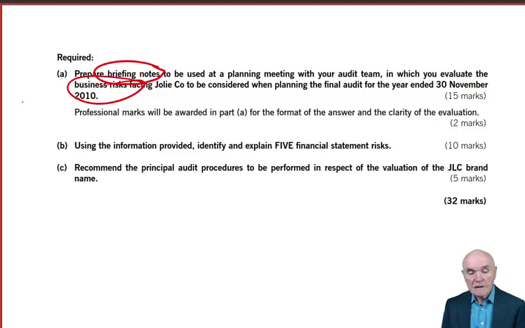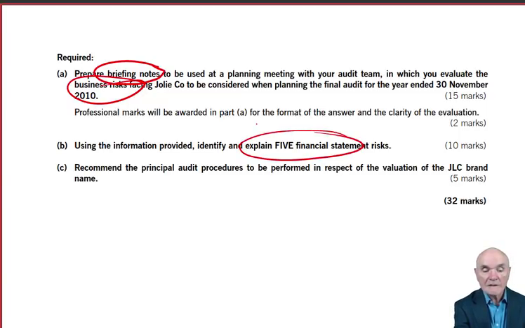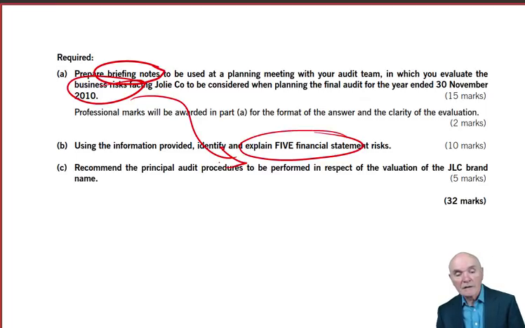I think it's usually useful to look through the whole thing. Part B goes on to say, using information provided, identify and explain 5 financial statement risks. And of course we know that once you have got the business risks here, very often the business risks are going to carry on to cause financial statement risks. And that's why I like this question. It gives us a very good two-step process almost to identifying financial statement risks. And that's 10 marks. That's a fair bit of time.